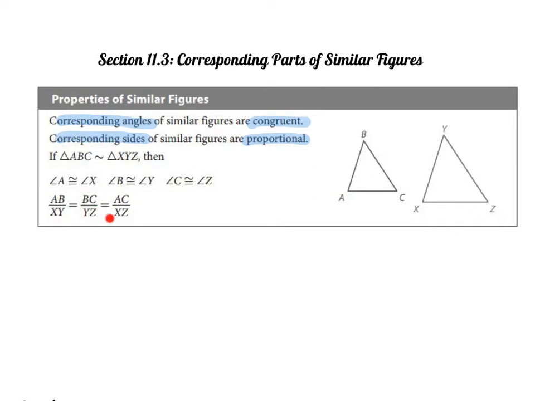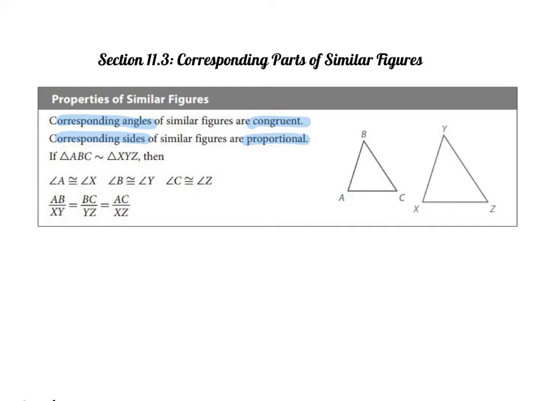And then here's how we show that the corresponding sides are proportional. If I create a proportion, which is just a different way of saying a fraction, of these corresponding sides, AB over XY will be equal to the proportion of BC over YZ, which are corresponding, or AC over XZ, which are also corresponding.